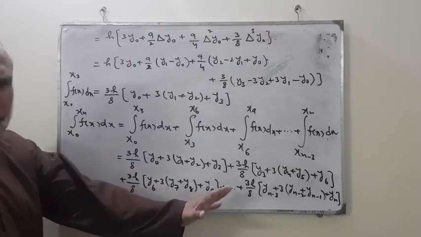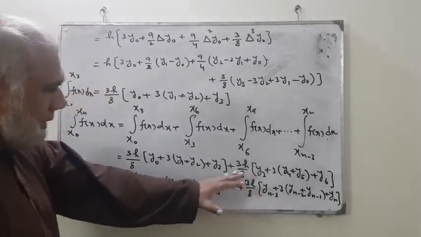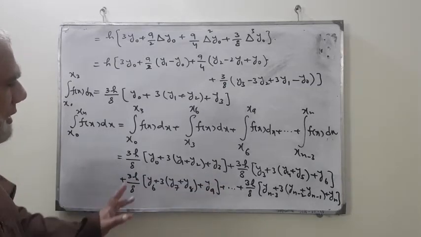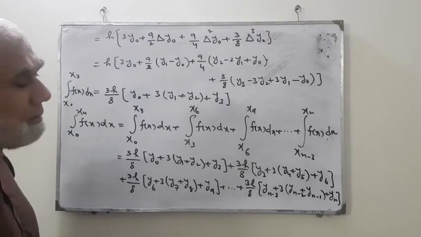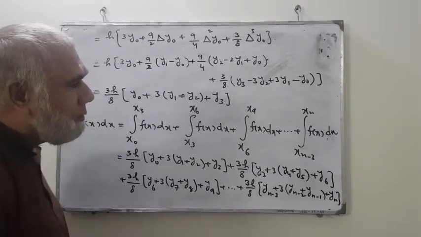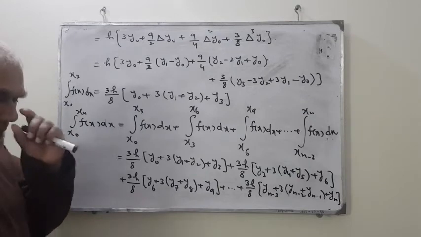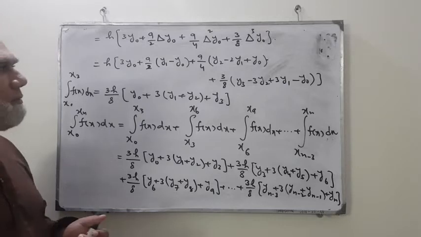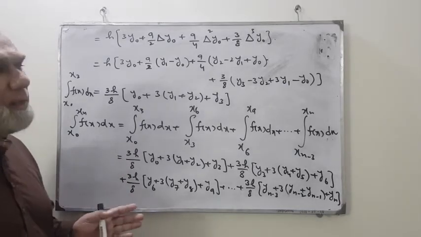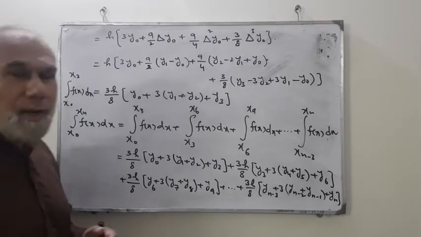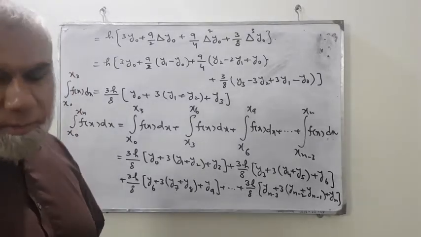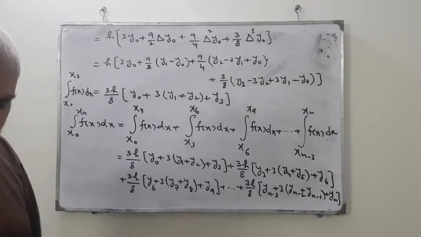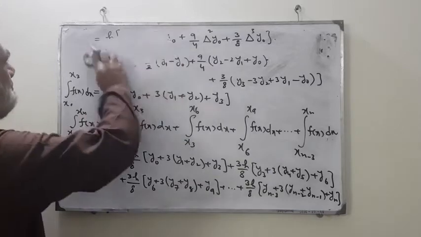Otherwise, one more step you can do is to take out 3h by 8 as a common factor, and then you can join the similar terms together to write it in a more compact form. So these are the three formulas we derived for numerical integration. One of them is the trapezoidal rule, the second one is Simpson's 1/3 rule, and the third one is Simpson's 3/8 rule. Let me summarize all these formulas here.